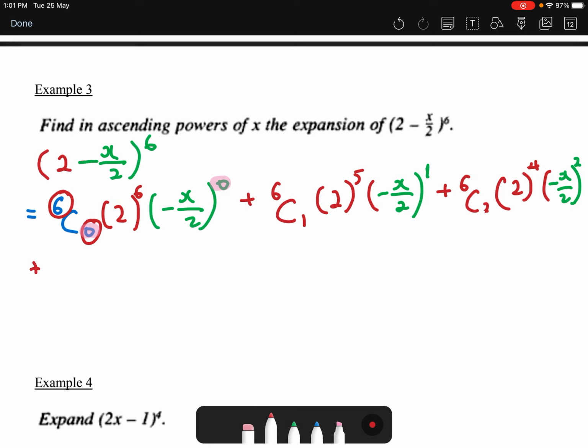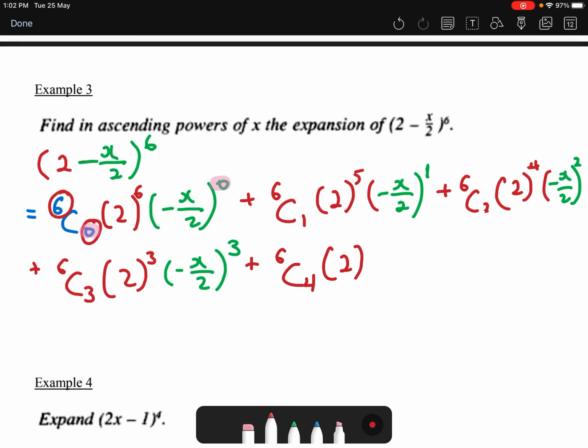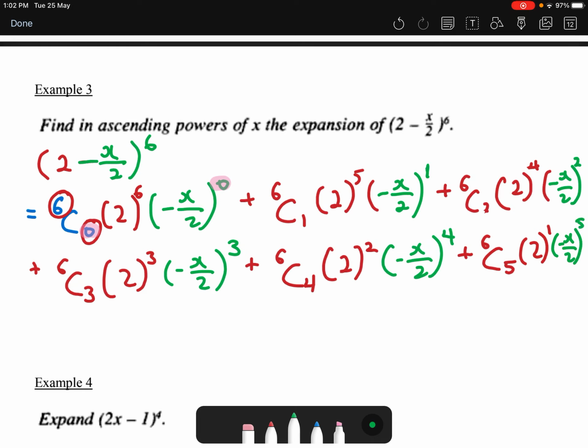Next will be 6 choose 3, 2 to the power of 3, 6 minus 3 is 3, then x over 2 to the power of 3. The next, 6 choose 4, 6 minus 4 is 2, so minus x over 2 to the power of 4. The second last term, 6 choose 5, 2 to the power of 6 minus 5 is 1, then minus x over 2 to the power of 5.